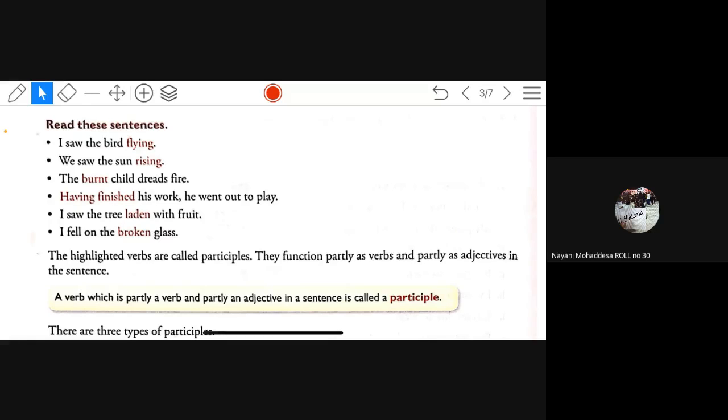So these highlighted verbs are called participles. And what is the work of participles? Partly they function as verbs and partly as adjectives. Means sometimes they do the work of a verb and also the work of an adjective. Half the work of the verb and half the work of the adjective they do in the sentence. So a verb which is partly a verb and partly an adjective is called a participle. You have to learn this definition and also write it.